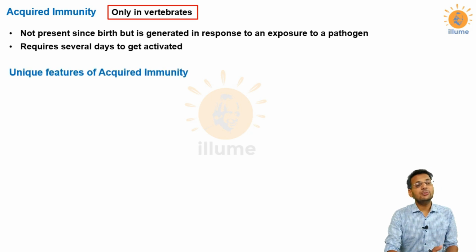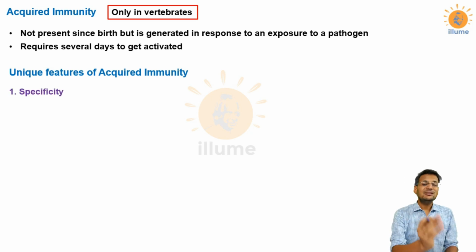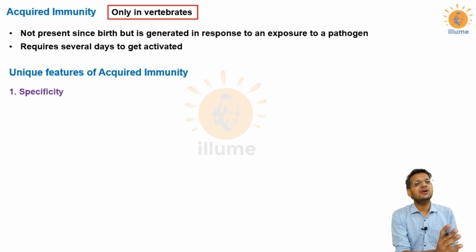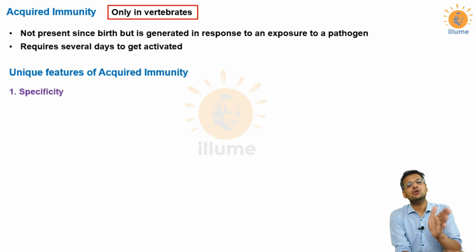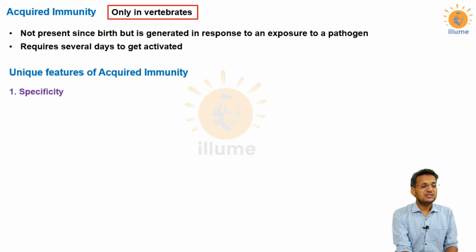Now I'll discuss some unique features which are shown by acquired immunity. The first one is specificity. Specificity means that the products of acquired immunity are very specific. Like antibodies, they are very specific to an antigen. An antibody produced against the antigens of Mycobacterium tuberculosis, a bacteria that causes TB, will not act against the antigens of some other bacteria. So they are highly specific.